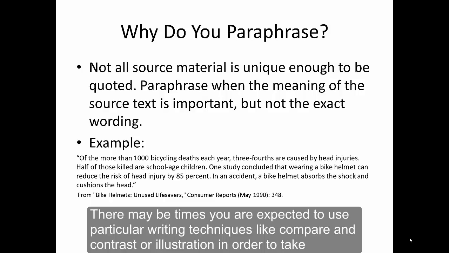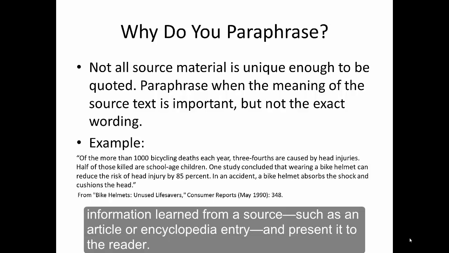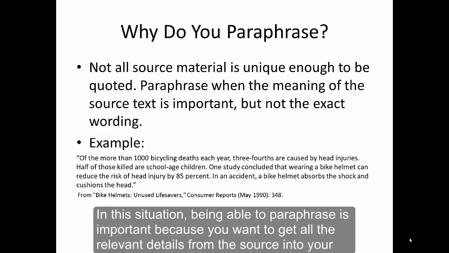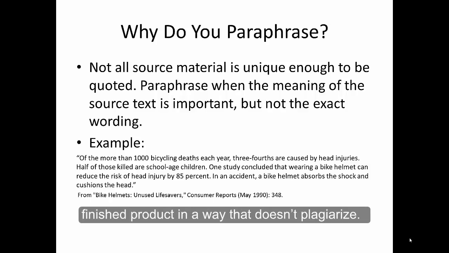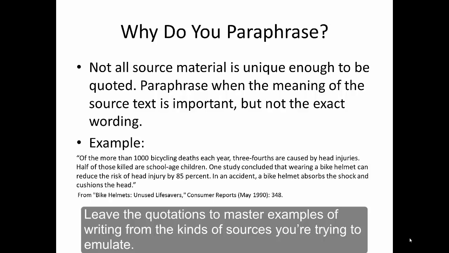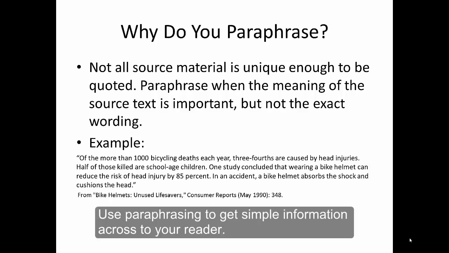There may be times you are expected to use particular writing techniques like compare and contrast or illustration in order to take information learned from a source, such as an article or encyclopedia entry, and present it to the reader. In this situation, being able to paraphrase is important because you want to get all the relevant details from the source into your finished product in a way that doesn't plagiarize. A simple encyclopedia entry by itself isn't unique or interesting enough to quote from, so you should paraphrase instead. Leave the quotations to master examples of writing from the kinds of sources you're trying to emulate. Use paraphrasing to get simple information across to your reader.